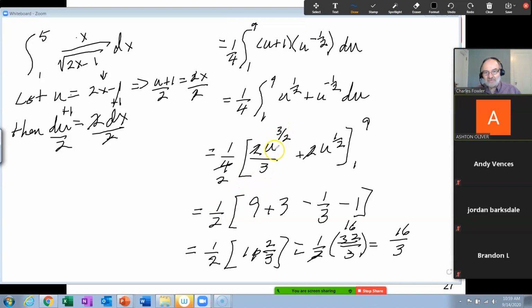Then do your evaluation. The square root of 9 is 3. 3 cubed is 27, divided by 3 is 9, plus the square root of 9 is 3, minus the square root of 1 is 1, 1 cubed is 1, 1/3, minus the square root of 1 is 1. Okay, so these two minuses come from being the lower limit. And then the rest of it is just fractions, is all it is.